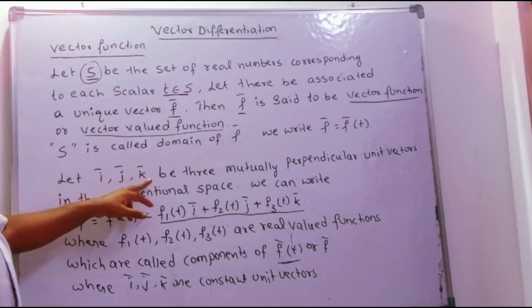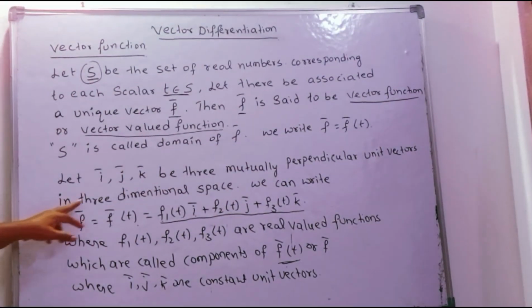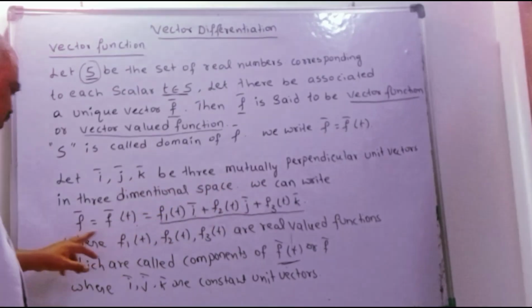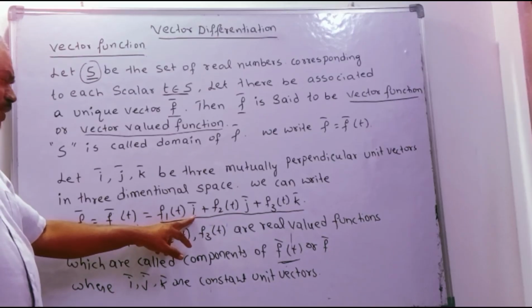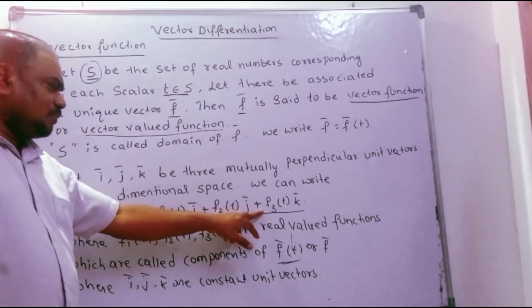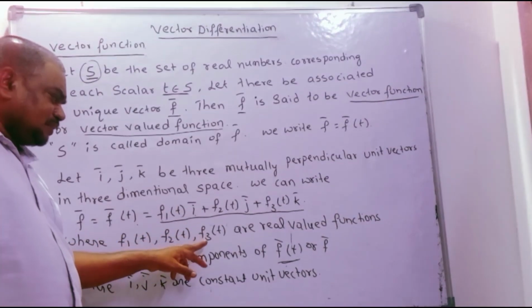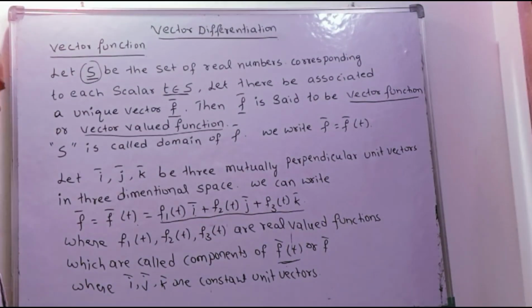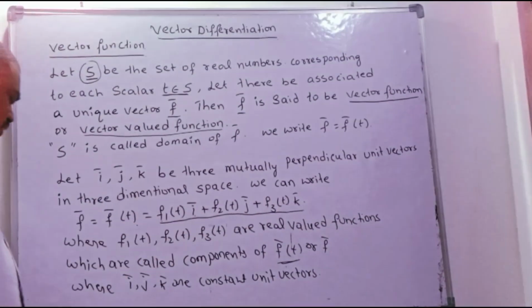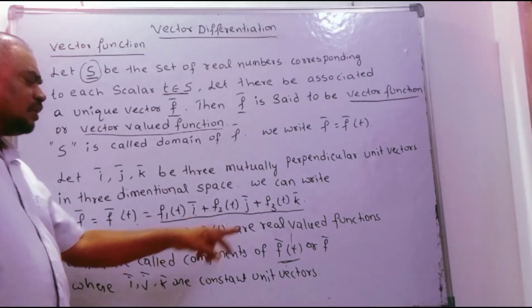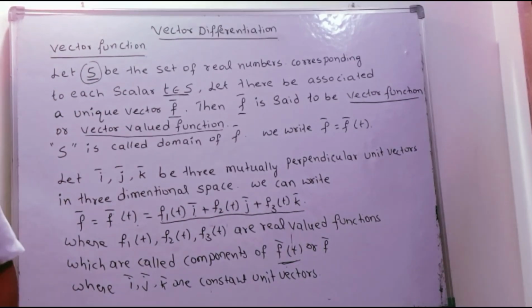Let I bar, J bar, K bar be three mutually perpendicular unit vectors in three-dimensional space. We can write F bar equal to F bar of t equal to F1 of t I bar plus F2 of t J bar plus F3 of t K bar, where F1 of t, F2 of t, F3 of t are real valued functions which are also called components of F bar of t or F bar, where I bar, J bar, K bar are constant unit vectors. This is the definition of the vector function.